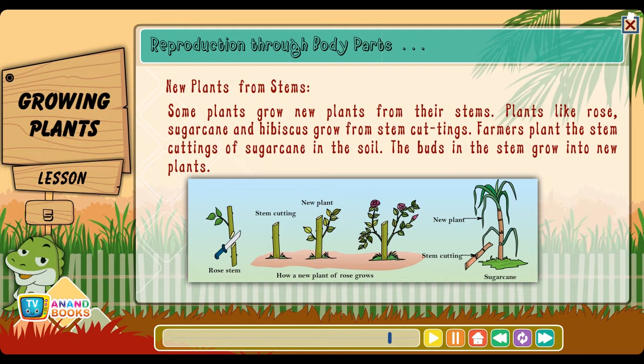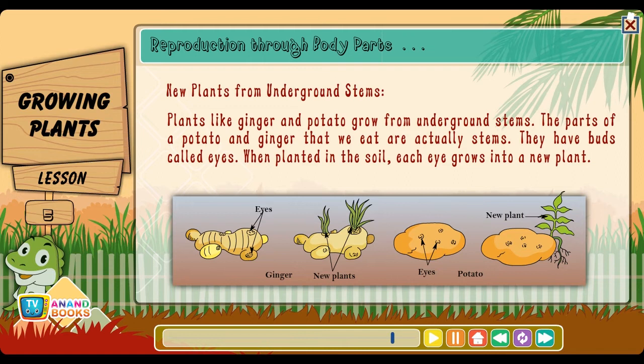New plants from underground stems. Plants like ginger and potato grow from underground stems. The parts of a potato and ginger that we eat are actually stems. They have buds called eyes. When planted in the soil, each eye grows into a new plant.